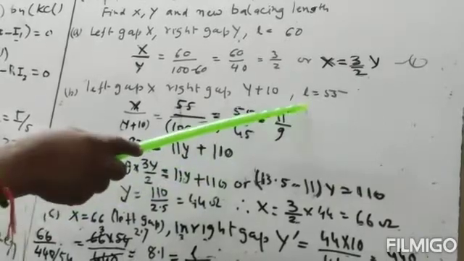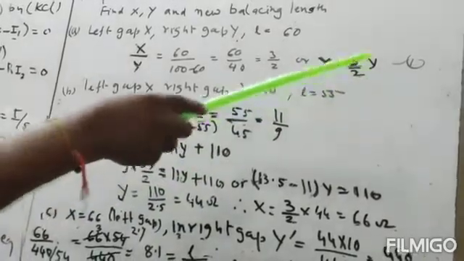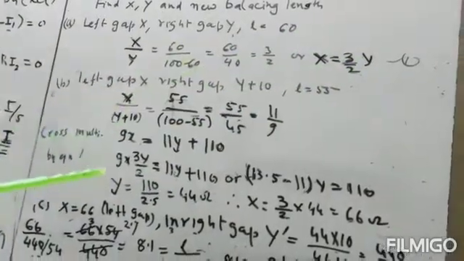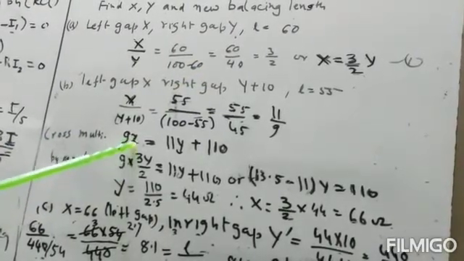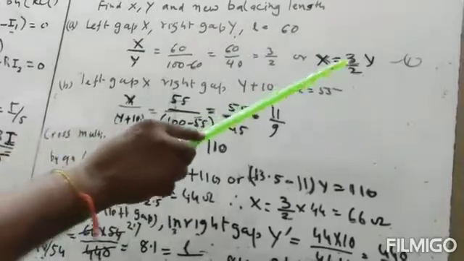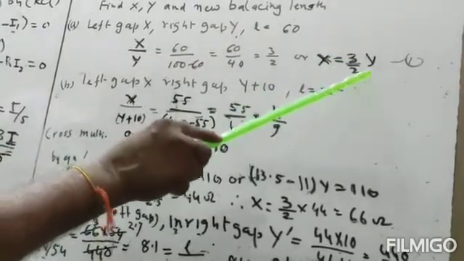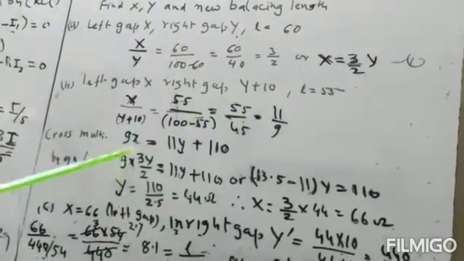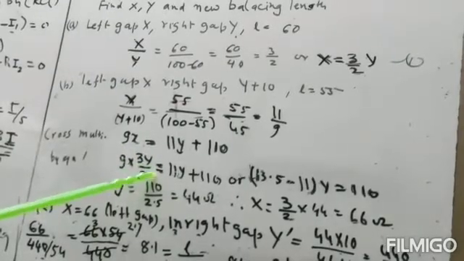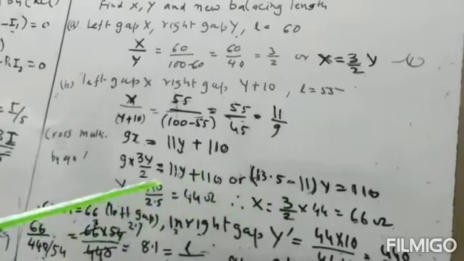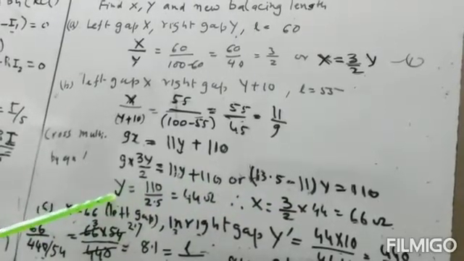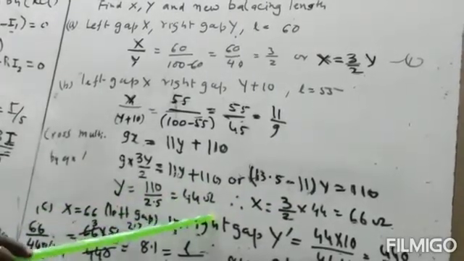We substitute the value of y here. Then 9 into x, what is the value? x is equal to 3 by 2 y. So 9 into 3 by 2 y will be equal to 11y plus 110. So if we solve it, then we will get y is equal to 44 ohm.